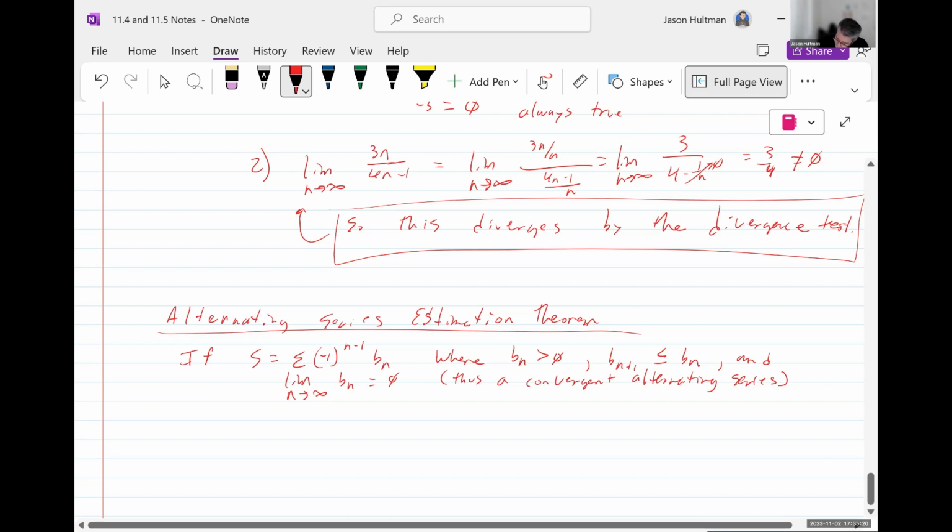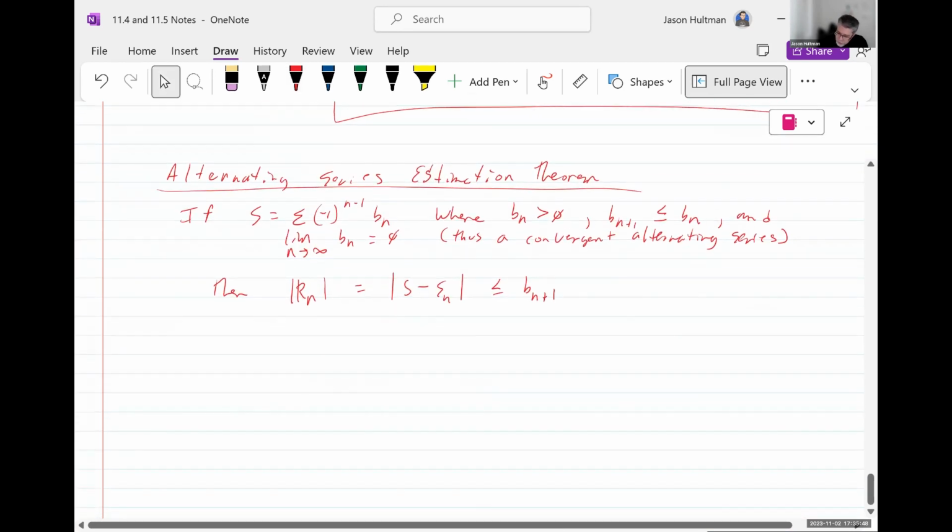if all these are true, then the remainder of the nth partial sum, which is the sum minus S sub n, that's the definition of remainder, is less than or equal to the b sub n plus 1 term.